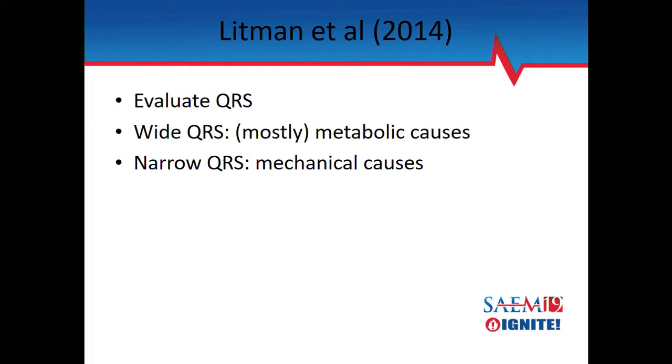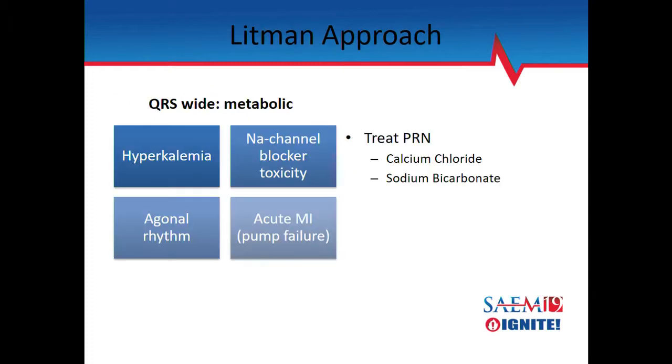Litman et al. in 2014 gave us a different approach. They thought about using QRS early in a code. If it's wide, they felt like that is likely to be a metabolic cause. And if it's narrow, it's more likely to be a mechanical cause. So some of that makes some logical sense, although it's not been substantiated in the evidence necessarily.